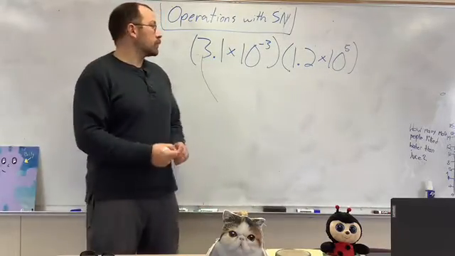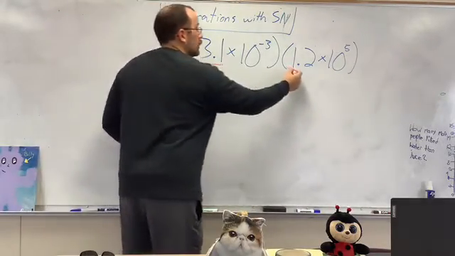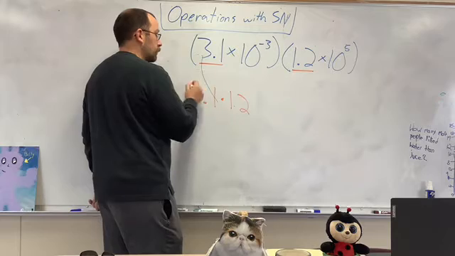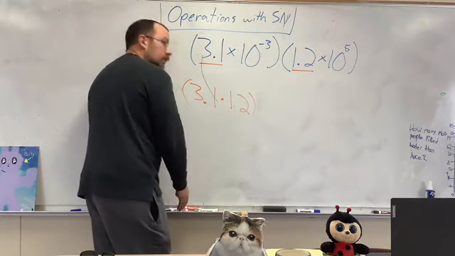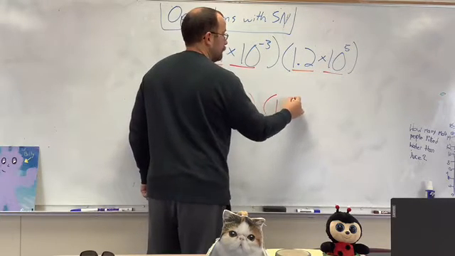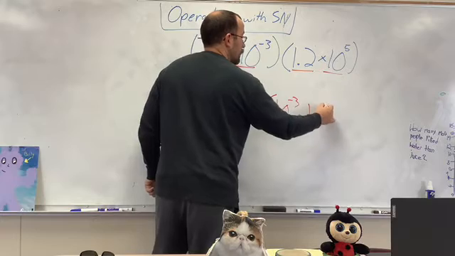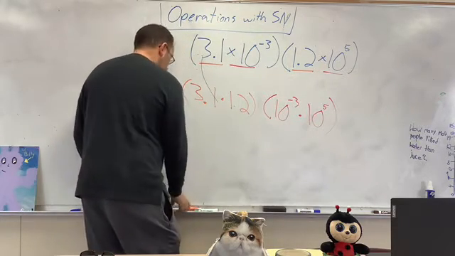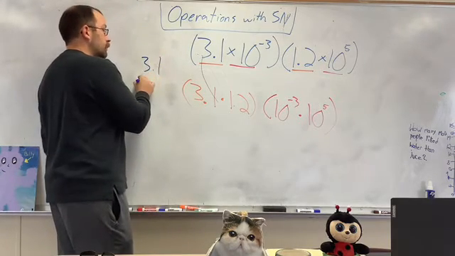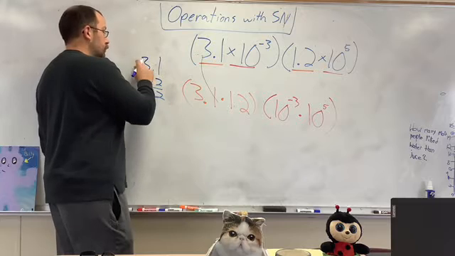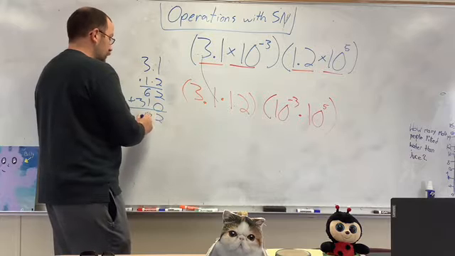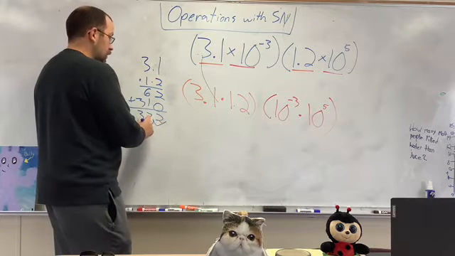Alright, example 2. I'm going to break it down the same way. I'm going to find my two rational numbers and multiply them together. And then I'm going to find my times tens and multiply them together. So 3.1 times 1.2, I actually don't know what that is, so I'm going to do it right now. 62 plus 31, with two decimal places, is 3.72.